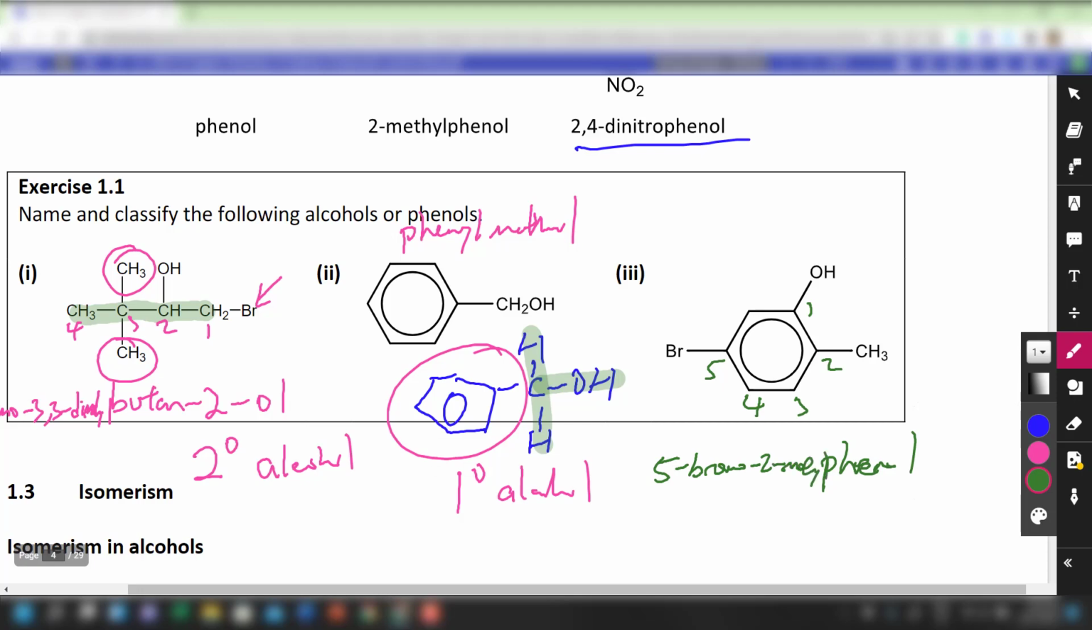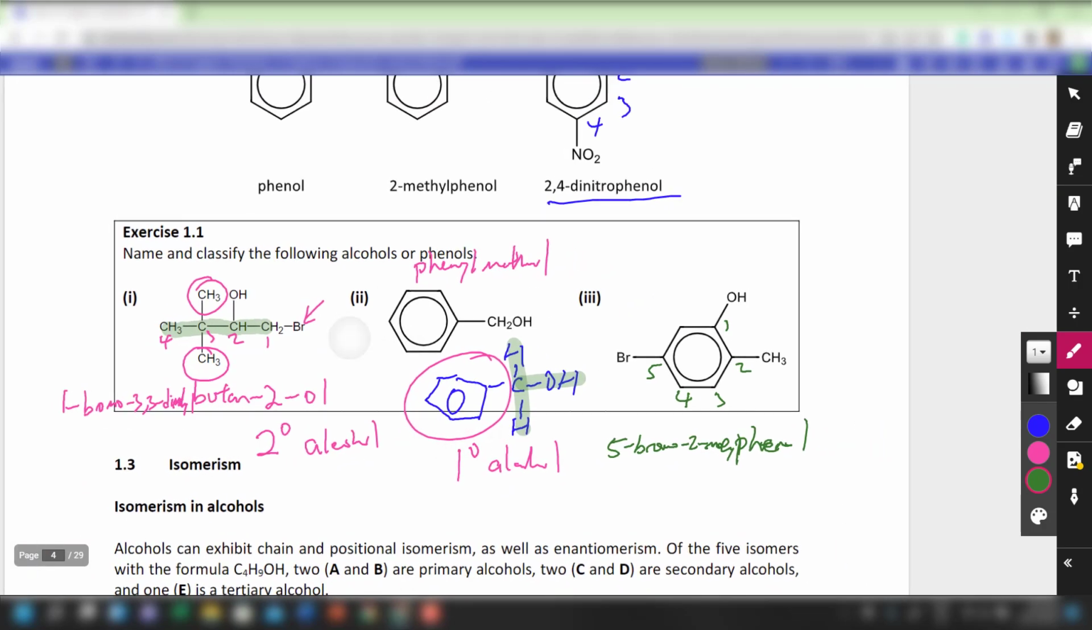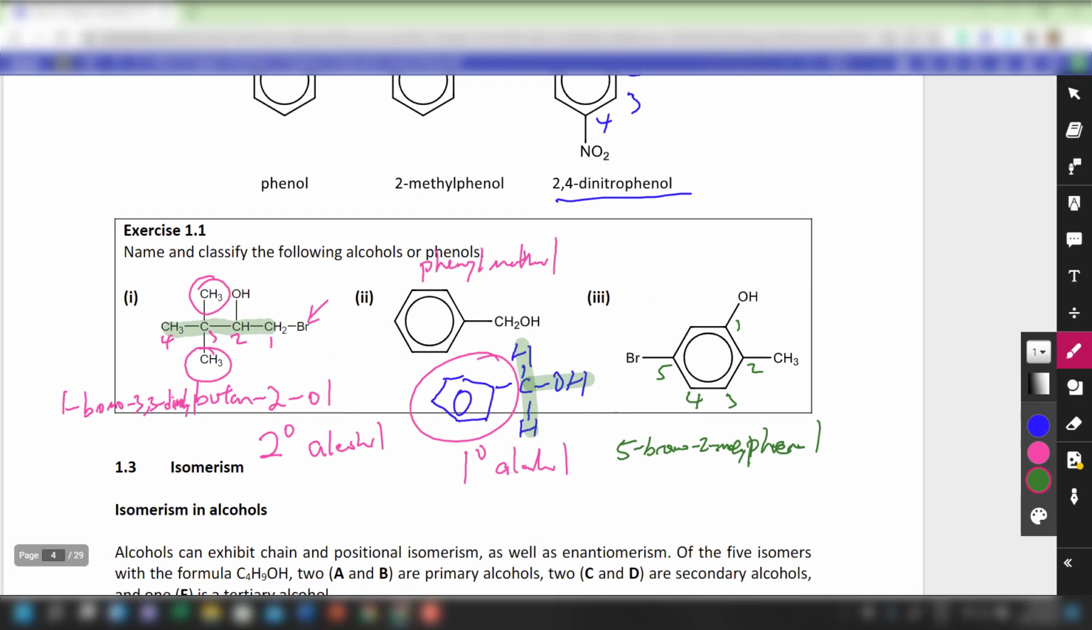Okay, so that is how we name and classify the alcohols and phenols. In this case, you can't exactly classify this alcohol, so we just call it a phenol. Some people will classify it as a tertiary alcohol because it doesn't have an alpha hydrogen, but in general, we will call it phenol rather than a tertiary alcohol.